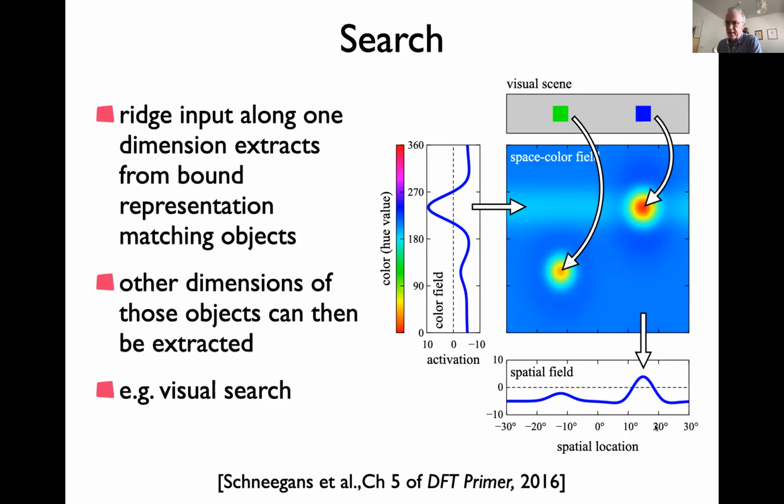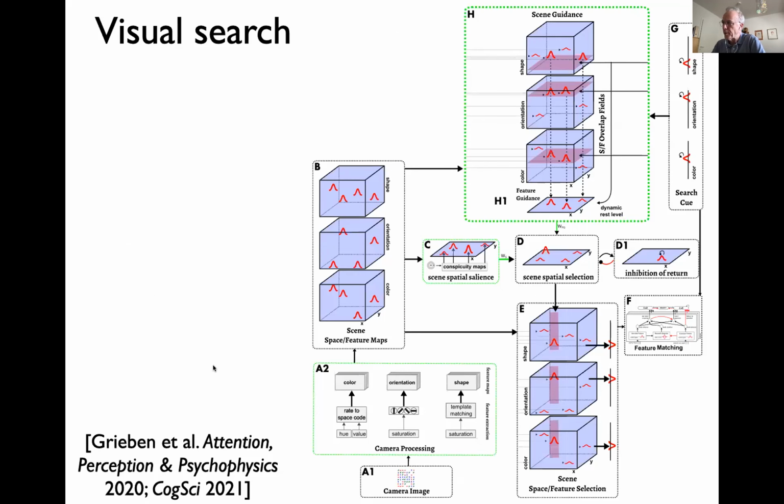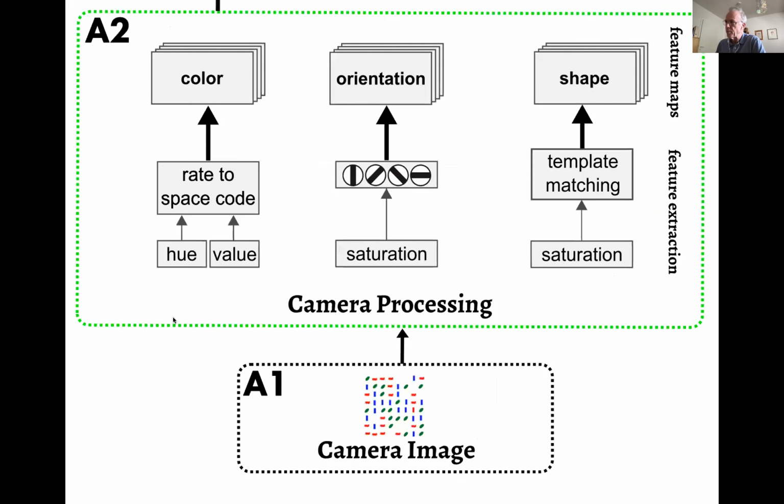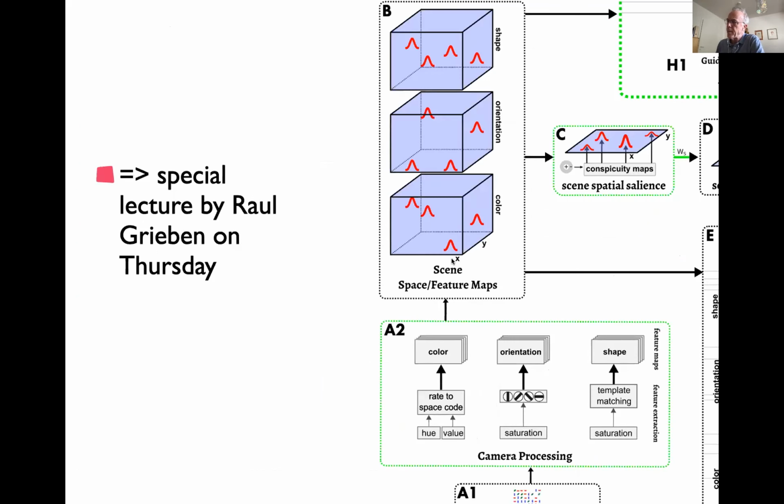Now, this would be single-dimensional single feature search, and we'll come to more complex things in a little while. And in fact, Raul Grieben will be talking about that. So I just hinted at that. So this is the architecture he will be presenting. And I want to highlight just one or two points about that. So the generalization of that is that you would have multiple features. So for instance, color is the one I just referred to. Orientation might be a possible one. He'll be using shape in some cases through template matching, and I believe size was another one we used in another simulation.